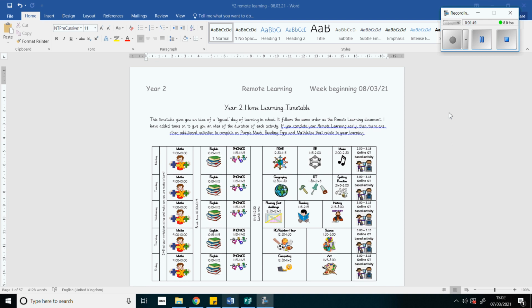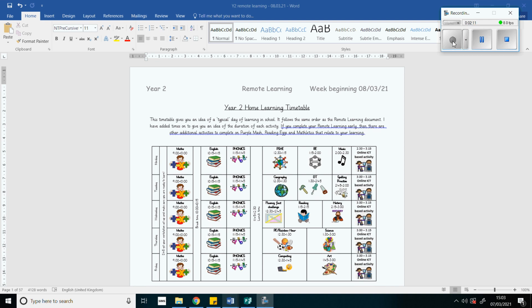Our theme is still London's Burning, so our history and geography is still focusing around that and the capital city of London. In science, we are carrying on with our microhabitats, which is what we've learned about so far.